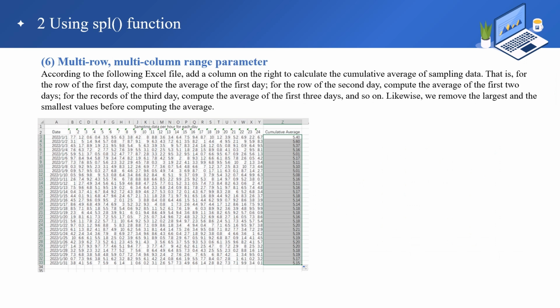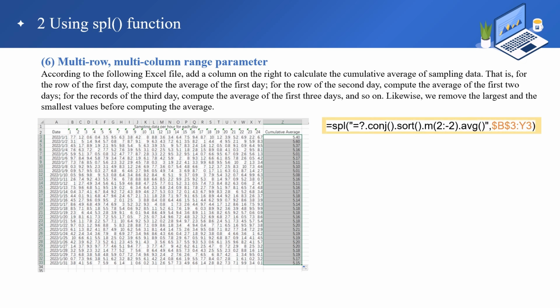Similarly, there is also multi-row, multi-column range parameter. According to the following Excel file, we want to add a column on the right to calculate the cumulative average of sampling data. That is, for the row of the first day, compute the average of the first day, for the row of the second day, compute the average of the first 2 days, for the records of the third day, compute the average of the first 3 days, and so on. Likewise, we remove the largest and the smallest values before computing the average.